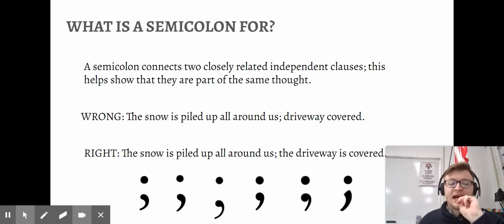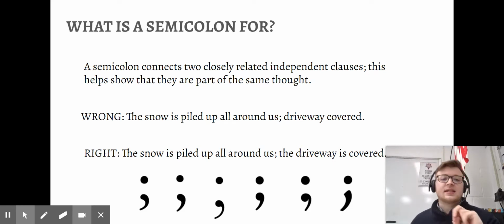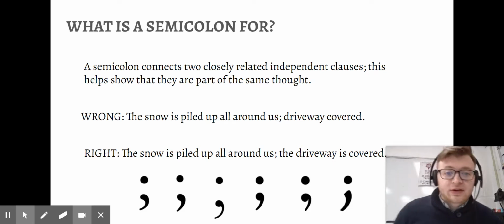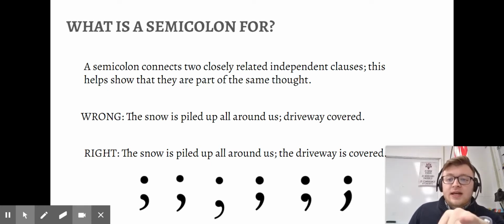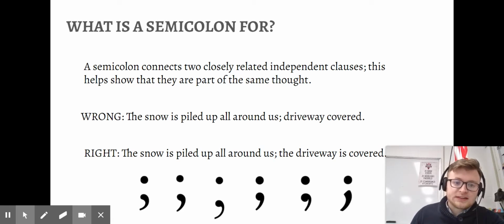They can have conjunctions in them. They can have prepositional phrases in them. You can throw in an appositive phrase in them, whatever. But they both have to be grammatically complete sentences. So an incorrect way to use a semicolon would be, the snow is piled up all around us. Well, that's a complete sentence. Semicolon, driveway covered. Driveway covered is not a complete sentence.